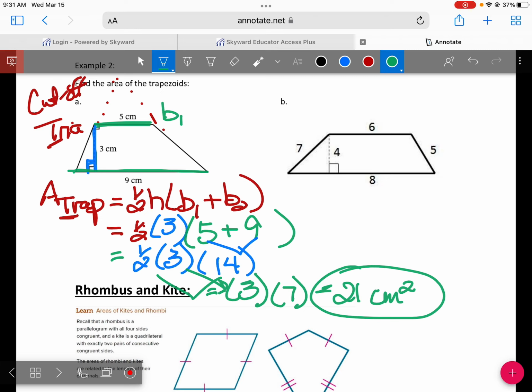So you need to remember, a trapezoid looks like a triangle that's cut off. That's how you can tell it's a trapezoid. 1/2 times height times sum of the bases.